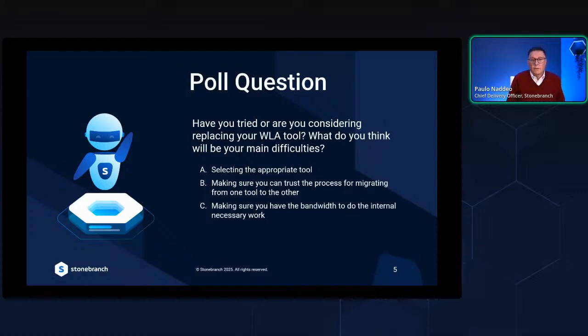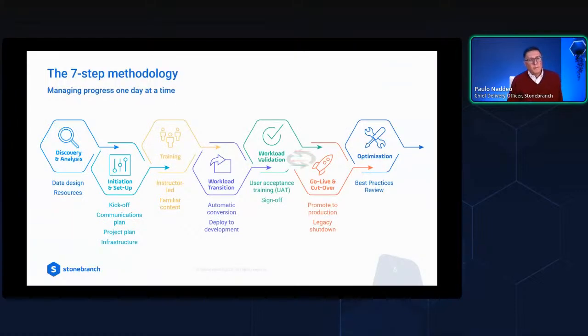So let's see how at Stonebranch we manage those risks and control anything that can happen during the transition process, right? So internally at Stonebranch, we developed a 7-step methodology that allows us to structure the project and prepare the mechanisms that will allow us to understand the problems that we may face very early on in the process so that we can address them.